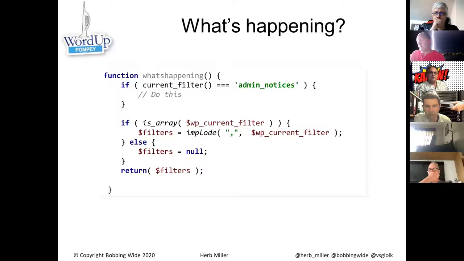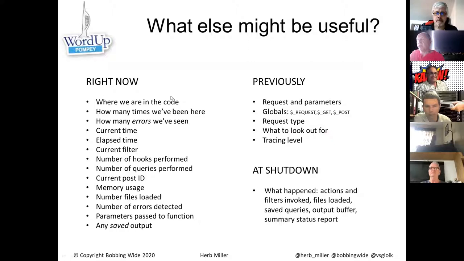That's some of the information you need. Some more information you might want to know is, okay, where are we in the code? How many times have we done this? How many times have things gone wrong? What's the time now? How long have we been doing this? How many of these different hooks have we performed? How many queries have we performed? What are we currently dealing with? How much memory have we used? How many files have we loaded up in the system at the moment? And when you've got a parameter function being called, what are the parameters that are actually being passed to it? So lots of information useful to have.